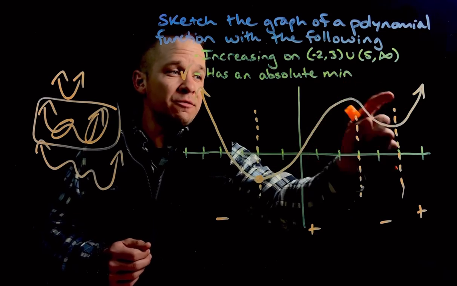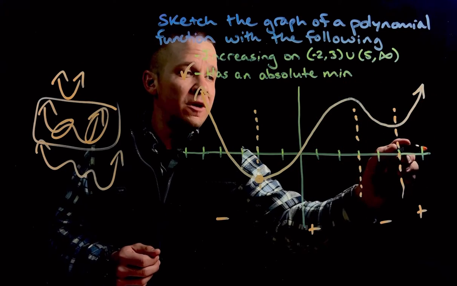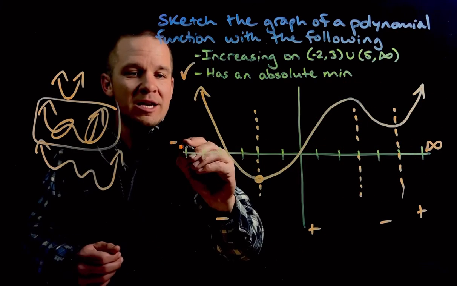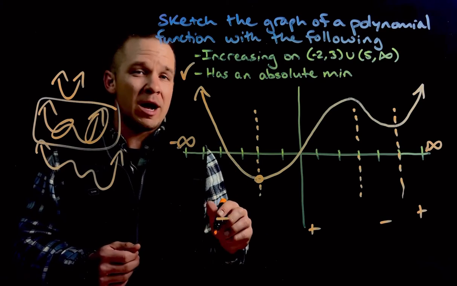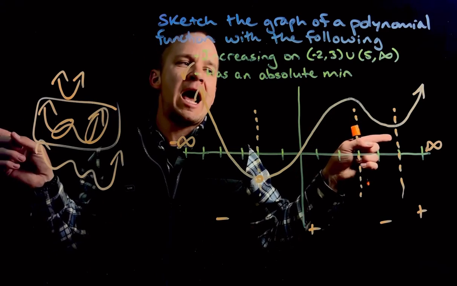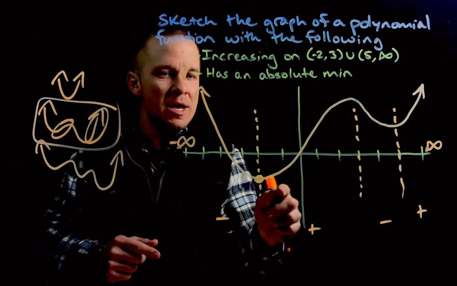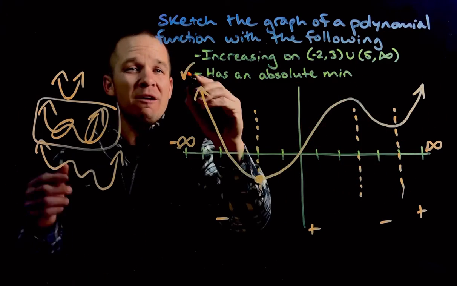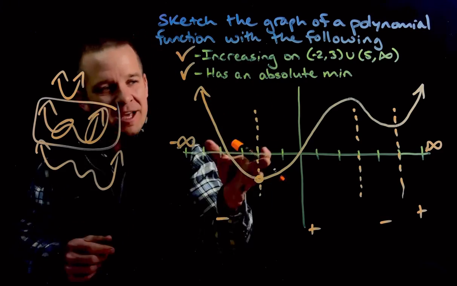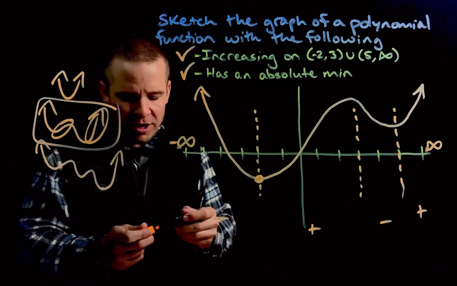And then increasing from 5 to infinity. Remember, infinity is our x value we're referring to. Negative infinity is our x value over here, the left and right sides of the graph. So it is increasing on that stretch there to infinity and beyond. It's increasing here. We have both of these things fit into this beautiful quartic function that's positive.